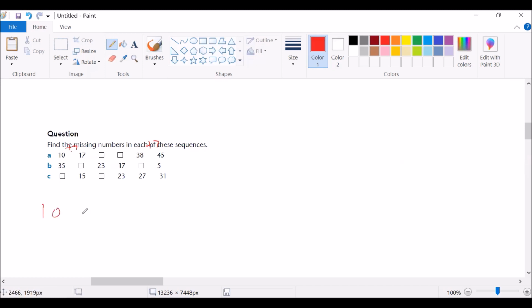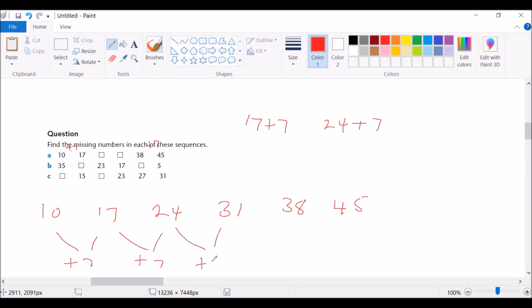So we have 10, 17, then we say 17 plus 7, then we have 24. Then 24 plus 7, then we have 31. If we add 7 to 31, we get 38. So this is working out. And then 45, we know this, we are adding 7. So it's adding 7 all the time. Adding 7, adding 7. So our numbers here that are missing are 24 and 31.